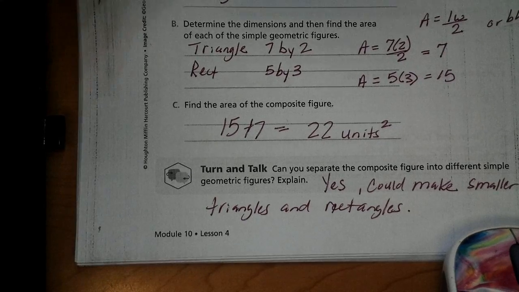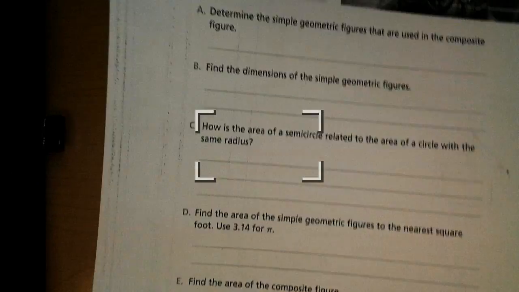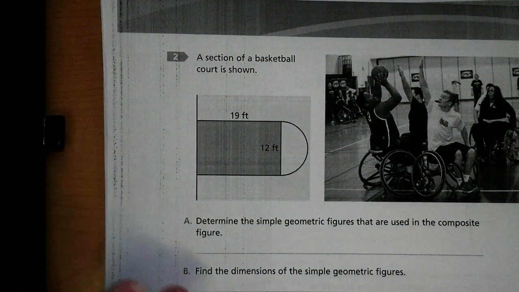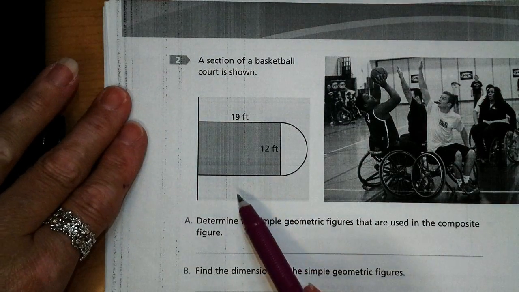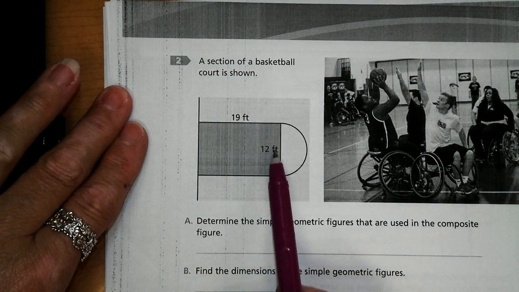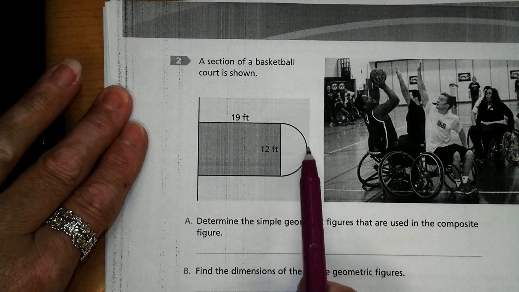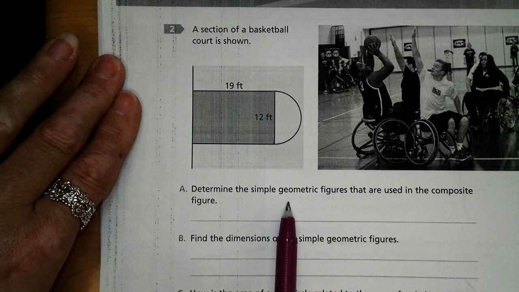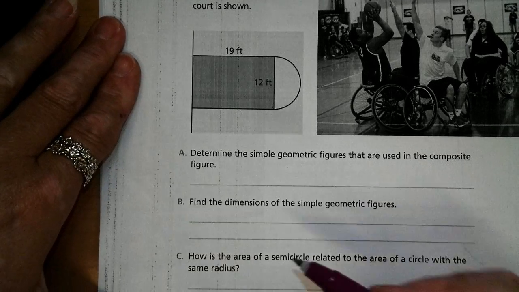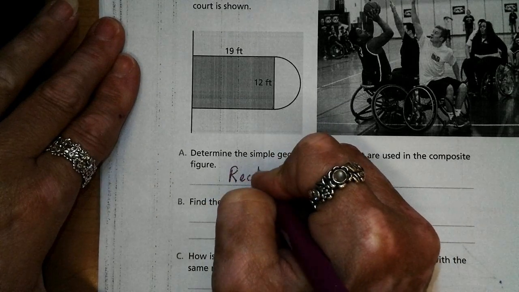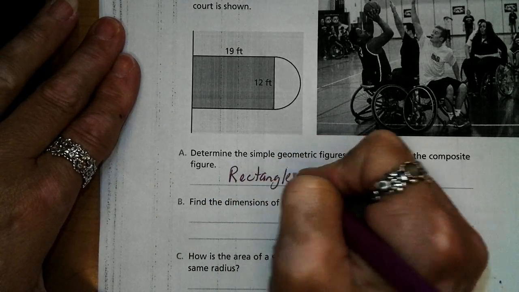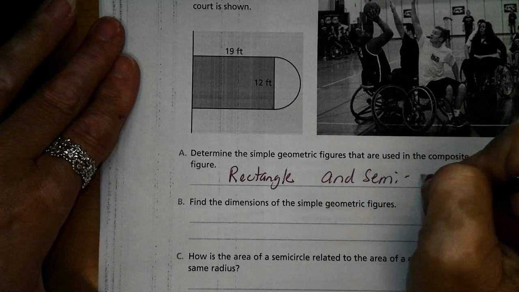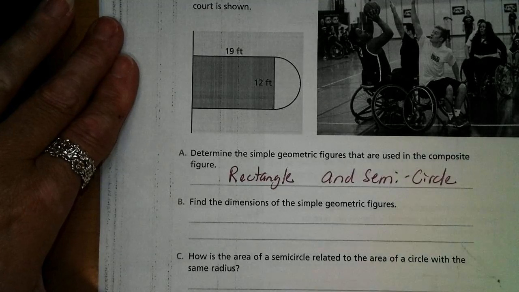All right, so moving on. All right, so hopefully you can see that this composite figure is made up of a rectangle and a semicircle. So it says determine the simple geometric figures that are used. So we have a rectangle and a semicircle.